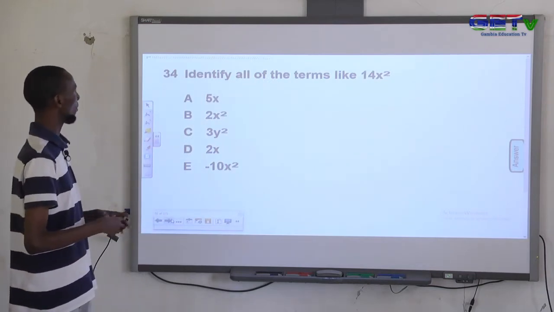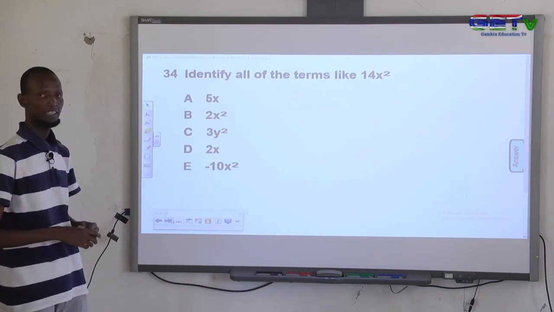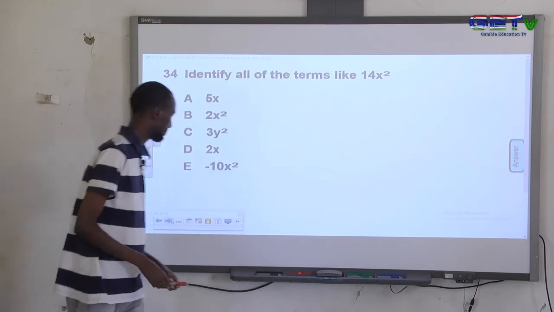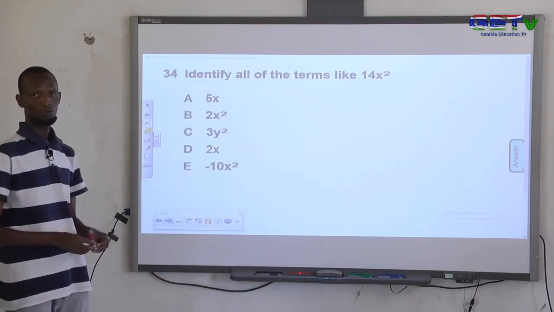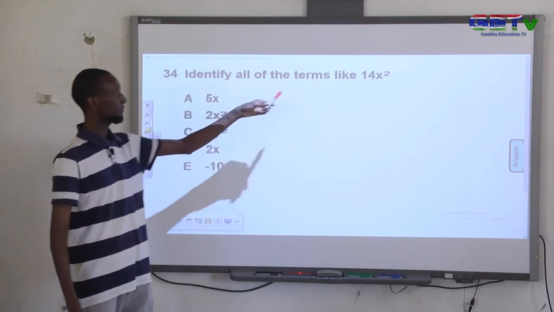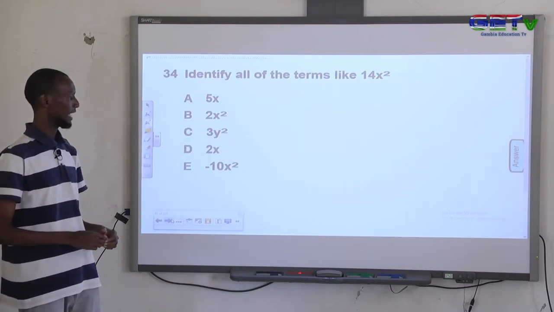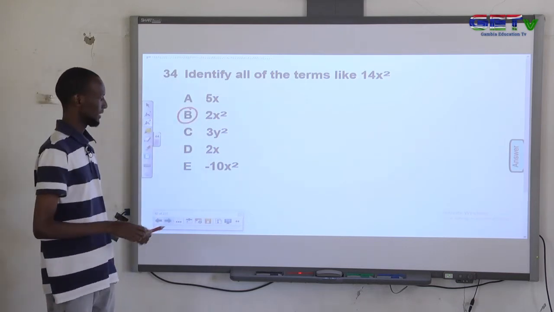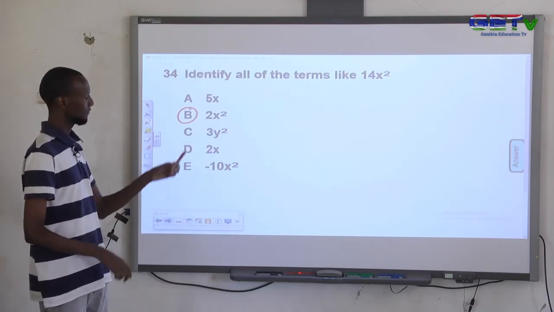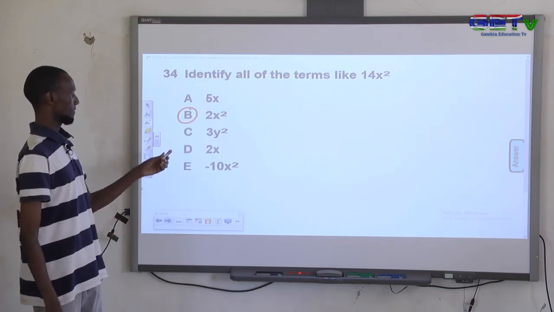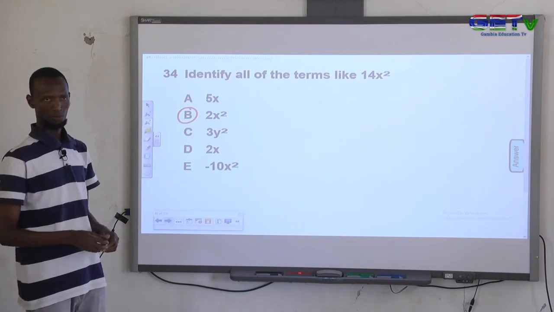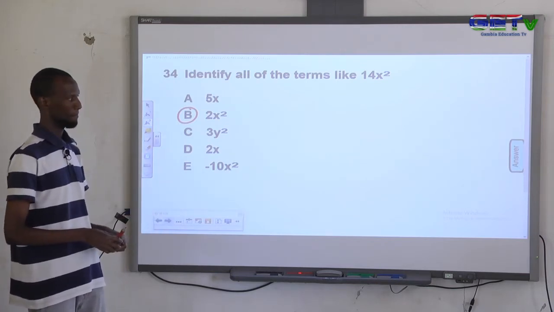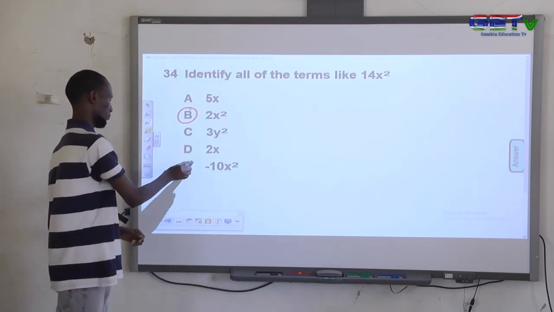Then again, let's identify all of the terms like 14x squared. If you look through this quickly, 5x won't qualify because although it's the same variable, the powers are different. 2x squared would qualify because same variable, same power. That would work. C is out because the variables are different. So that doesn't even count. D, 2x, same variable, but different powers, doesn't work. And then E, you have negative 10x squared, same variables, same powers, so that will qualify as like.